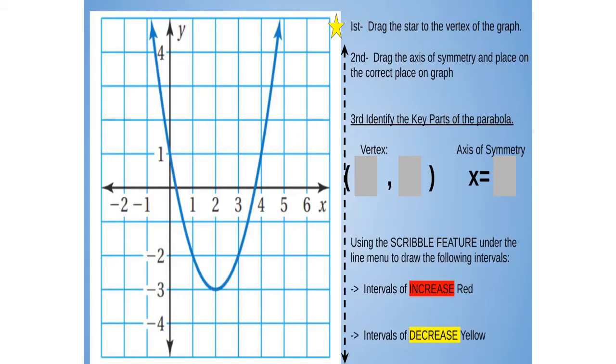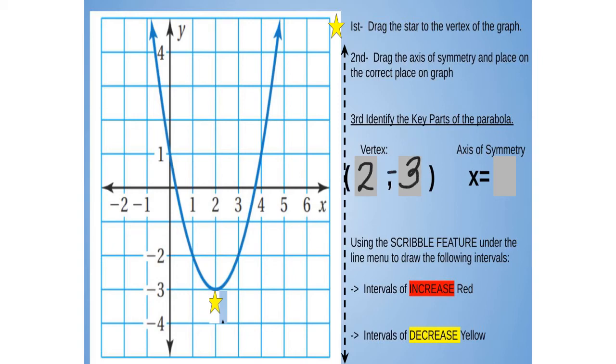First of all, it is a positive parabola. We are going to take the star and put it on the vertex of the graph right down here. Let's look at that vertex and let's label it. The vertex of this graph is 2, -3. So I'm going to write that in here, 2, -3.